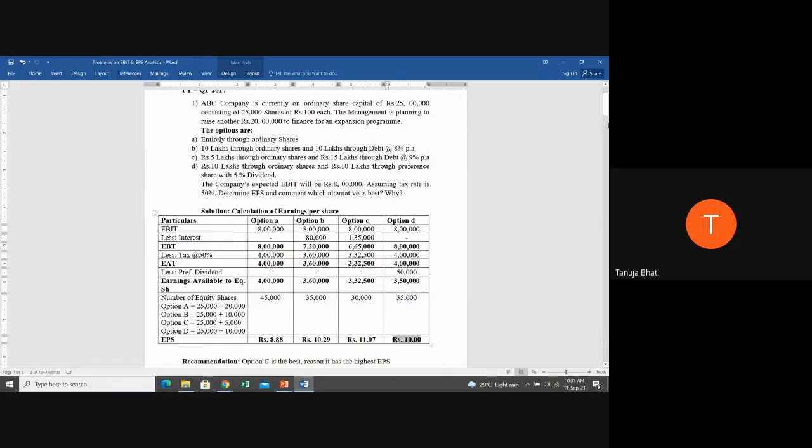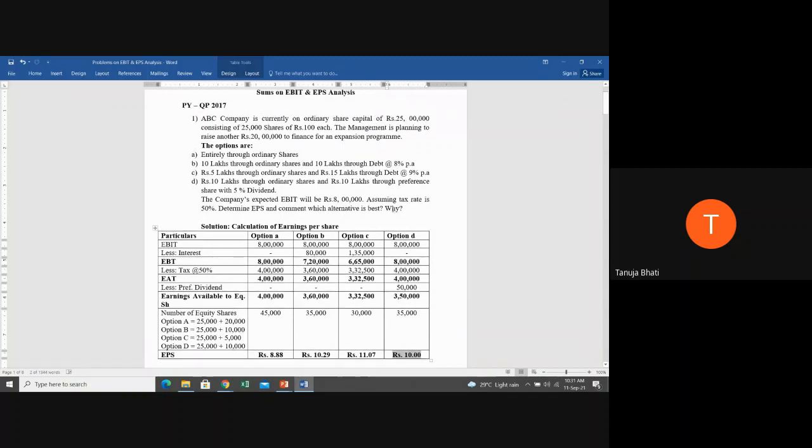Now, students, you all tell me, out of option A, B, C, and D, which option should the company select in preparing its capital structure and why? Option C. Why option C? Because EPS is high. Very good, you are correct.